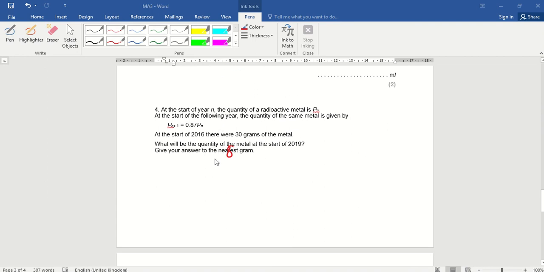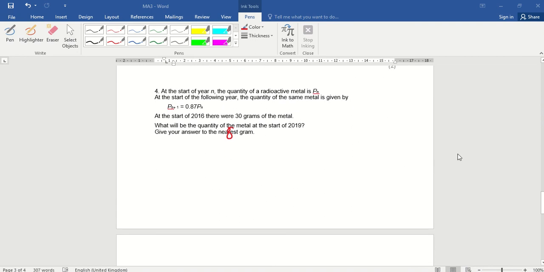Okay, question 4. At the start of year n, the quantity of a radioactive metal is Pn. At the start of the following year, the quantity of the same metal is given by Pn+1 = 0.87 Pn. At the start of 2016, there were 30 grams of the metal. What will be the quantity of the metal at the start of 2019? Give your answer to the nearest gram. Okay, so let's call the amount at the beginning of 2016, P0, which is 30.